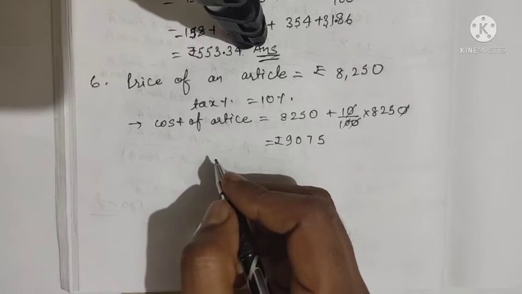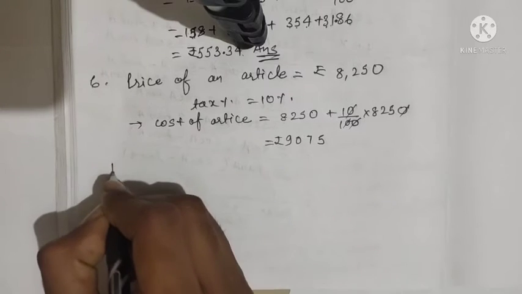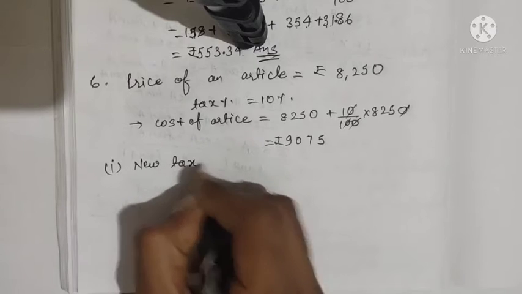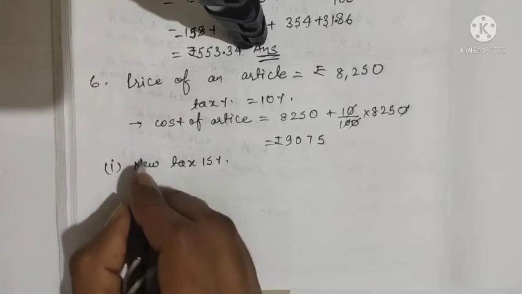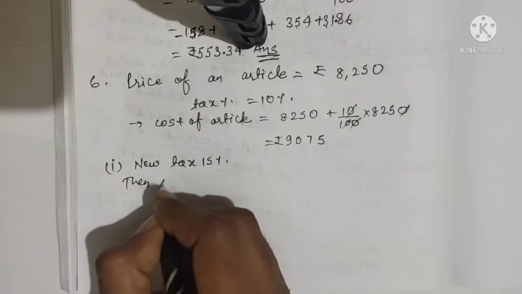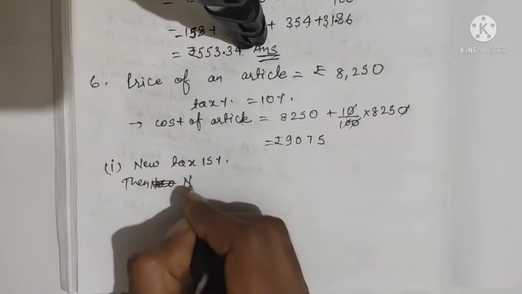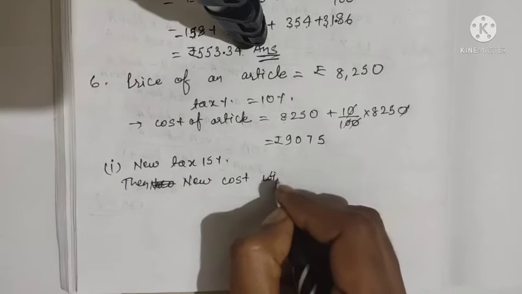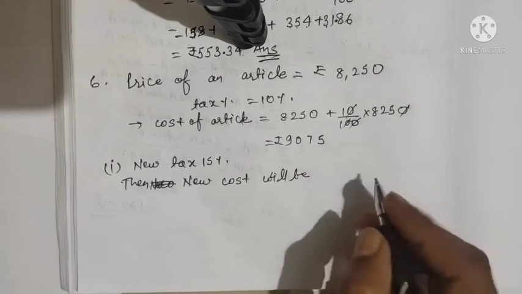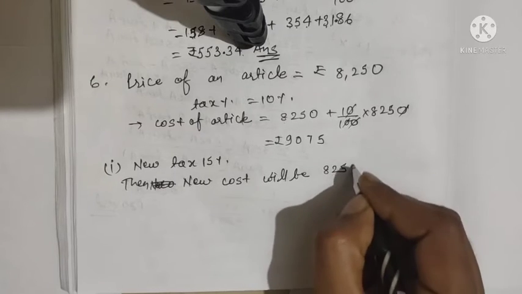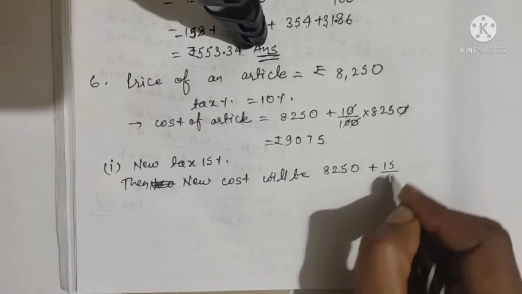Now question number 1: the tax increases to 15%. So the new tax is 15%. Then the new cost will be 8250 plus 15% of 8250.